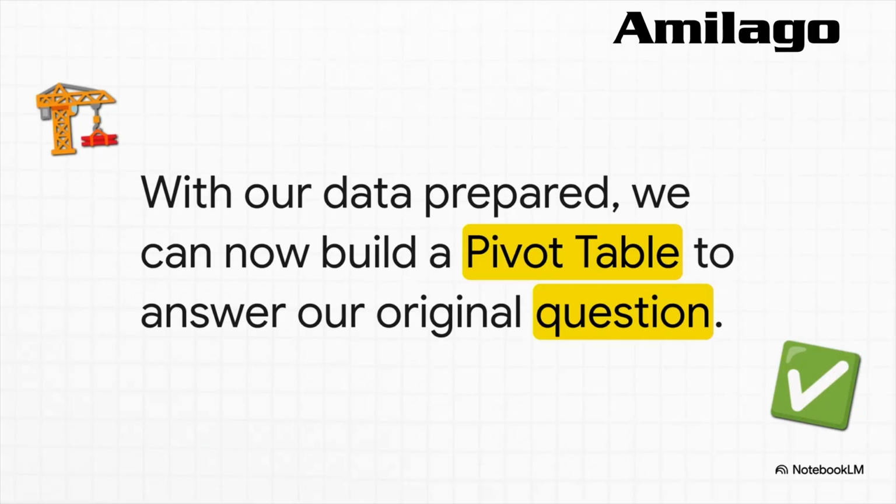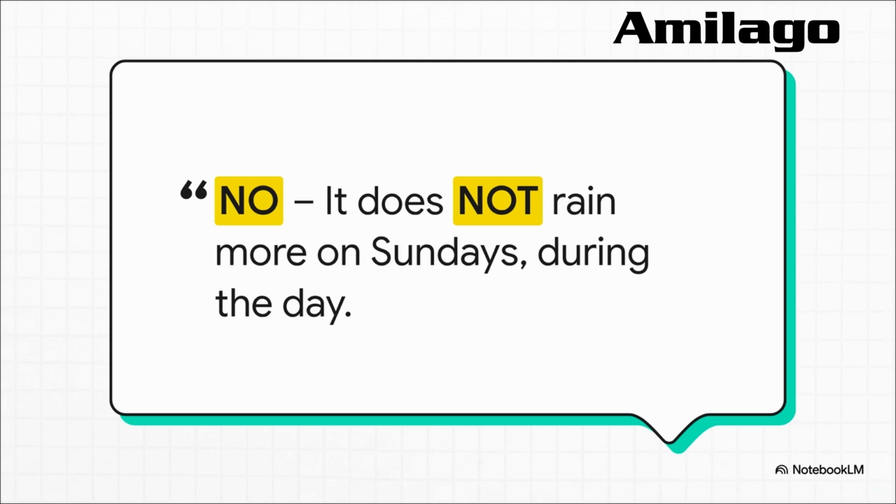And here we are. All that prep work, the cleaning, the formulas, the lookups, it all leads right to this moment. Our data's clean, it's enriched, it's perfectly structured, it's finally time to build that pivot table and get our answer. And the answer is no, it does not rain more on Sundays during the day, at least not over this 5-month period. In fact, it was the other way around. A pivot table lets you slice through the noise of 7,000 different data points to get a single clear answer just like that. It's amazing.